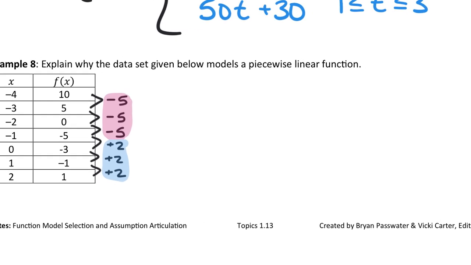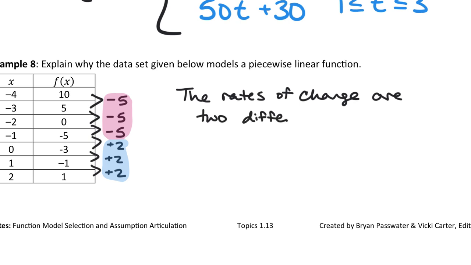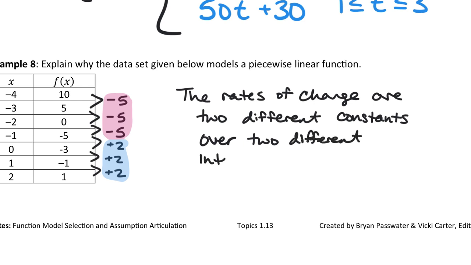So why is the data set a piecewise? We would say something like this. We would say the rates of change are two different constants over two different intervals. We originally had a rate of change of negative 5, and then we switched to having a rate of change of positive 2.